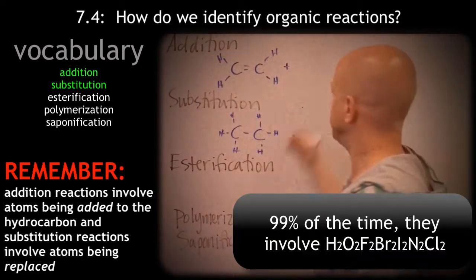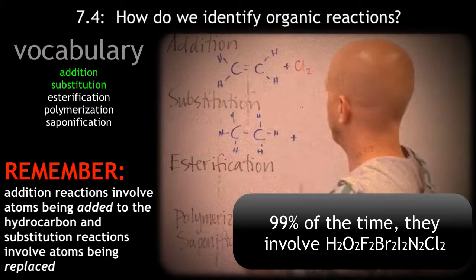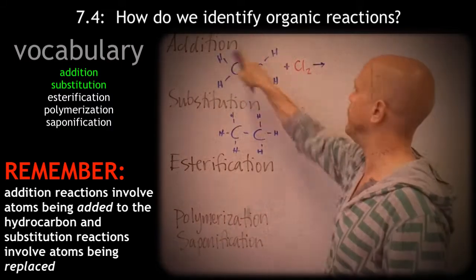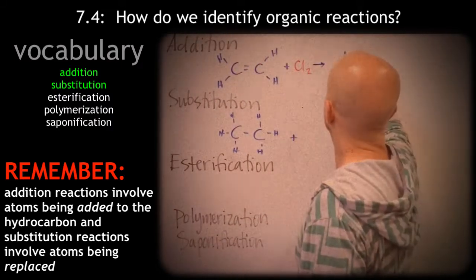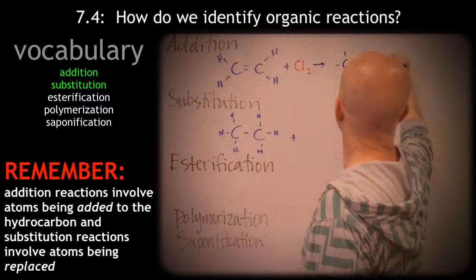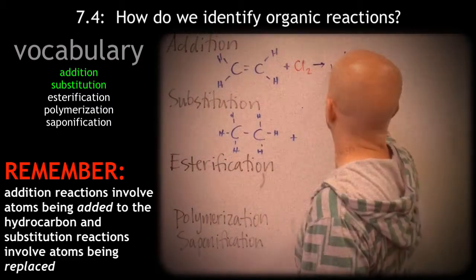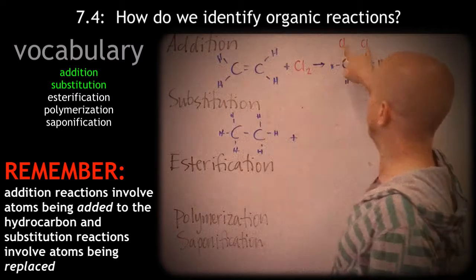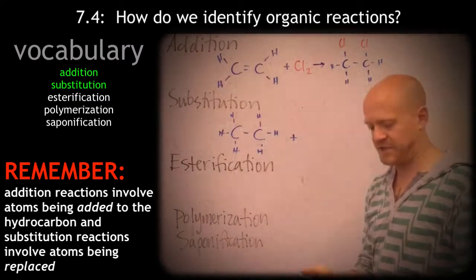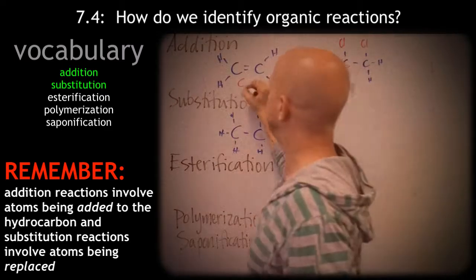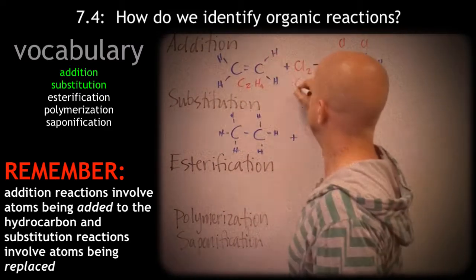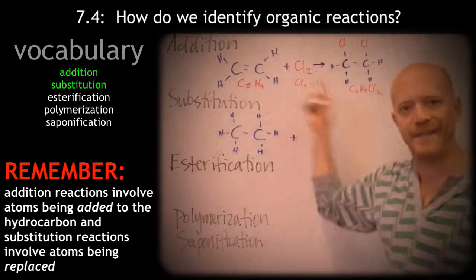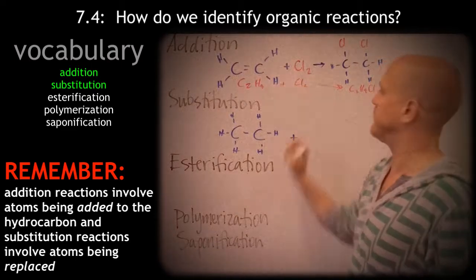So we're going to add chlorine to this. And what you're going to get is you're going to break this double bond, and 1 chlorine is going to go onto each of the carbons. So you're actually going to get 1,2-dichloroethane. That is an addition reaction. You can also tell because this is C2H4, this is Cl2, and this is C2H4Cl2. You added everything together to get your product.